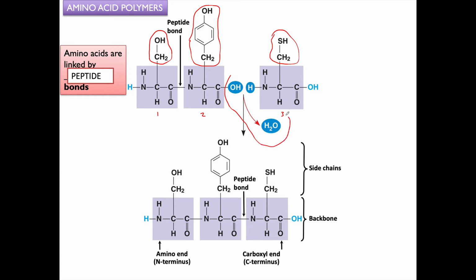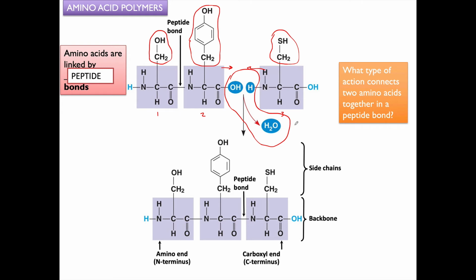This should look really familiar to you right now, okay? Hanging off of one end of a molecule is an OH. Hanging off the other end is an H. And they find each other, they collide with each other. And what happens? Water comes out. So what did we call this when that happened? What type of action connects 2 amino acids together in a peptide bond?